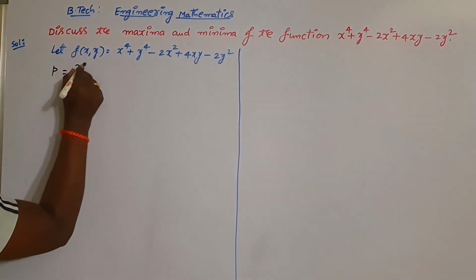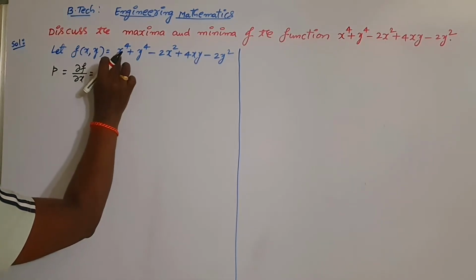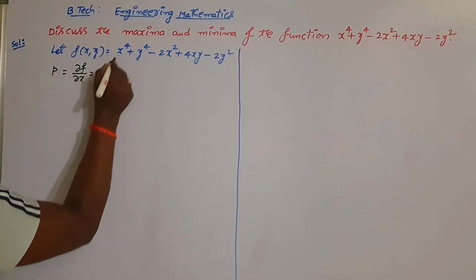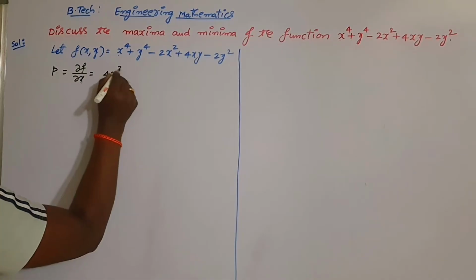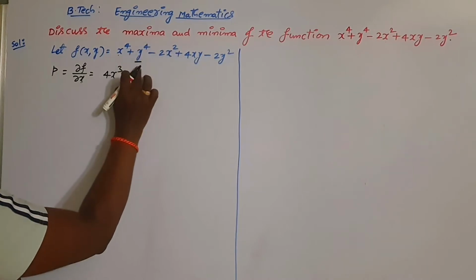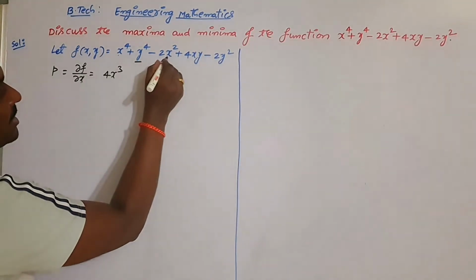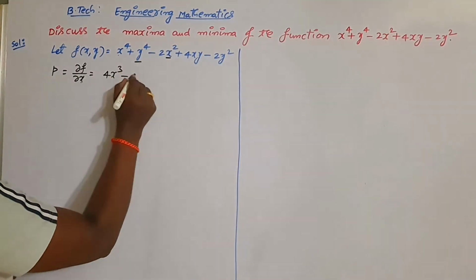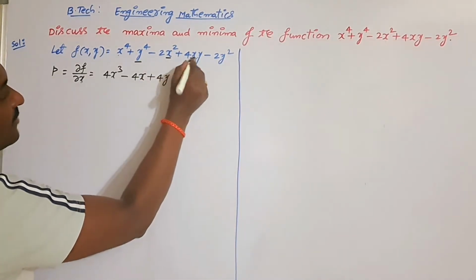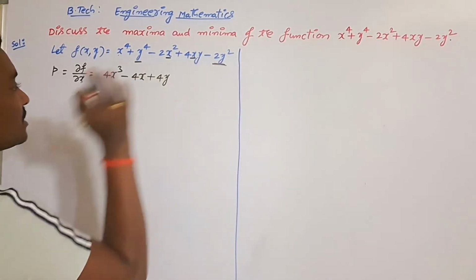P. What is p? Dou f by dou x. It means that we have to take the partial differentiation with respect to x only. So whenever we have y, it would be constant. So the derivative of x power 4 with respect to x is 4x cube. Here y power 4 is only in terms of y, that's why its derivative is 0. So we write plus 0 here. Derivative of x square is 2x, 2x into 2 is minus 4x. This would be 4y because the derivative of x is 1. And this is completely constant in terms of y, that's why its derivative is also 0.